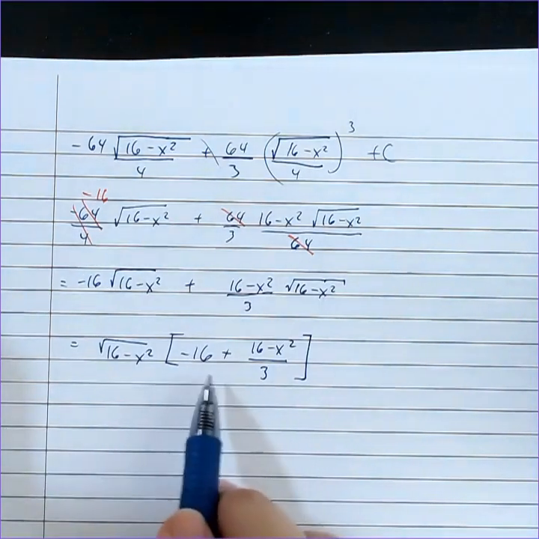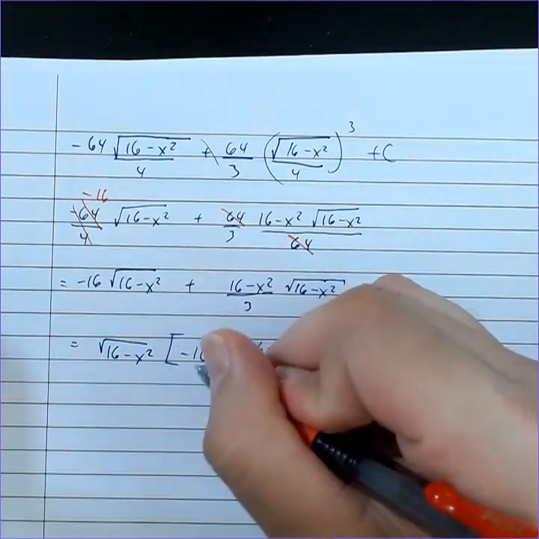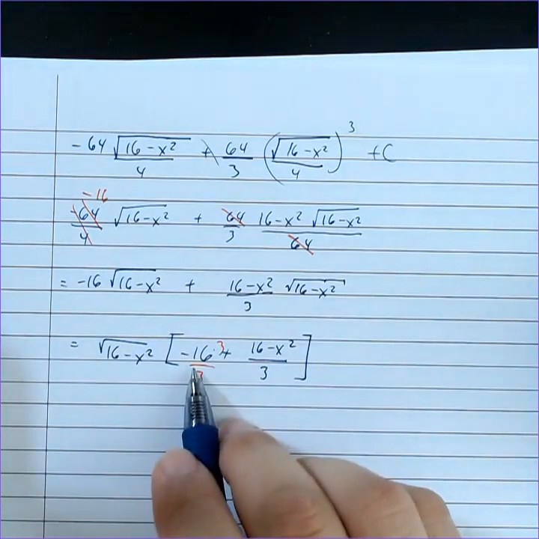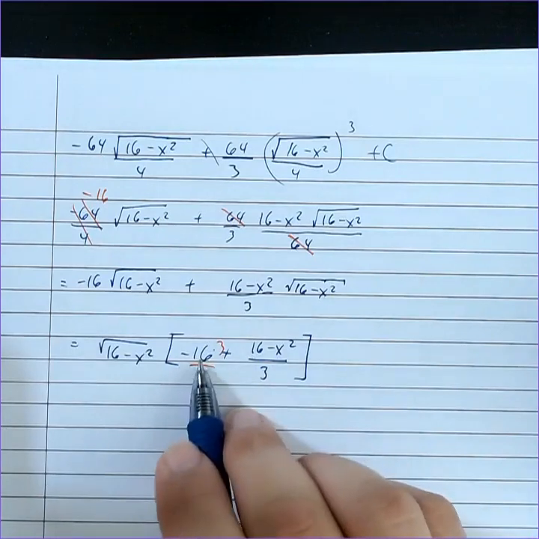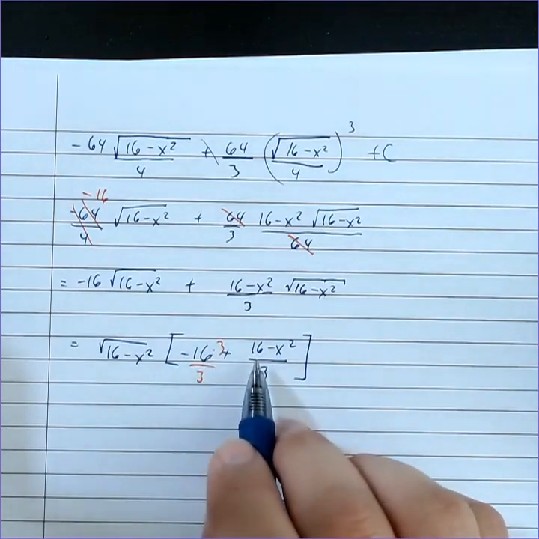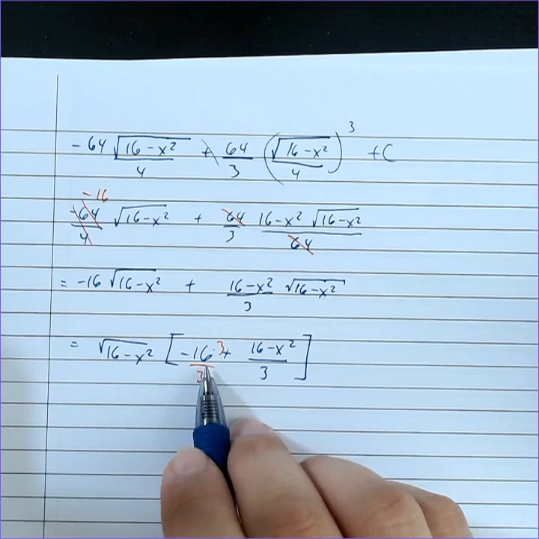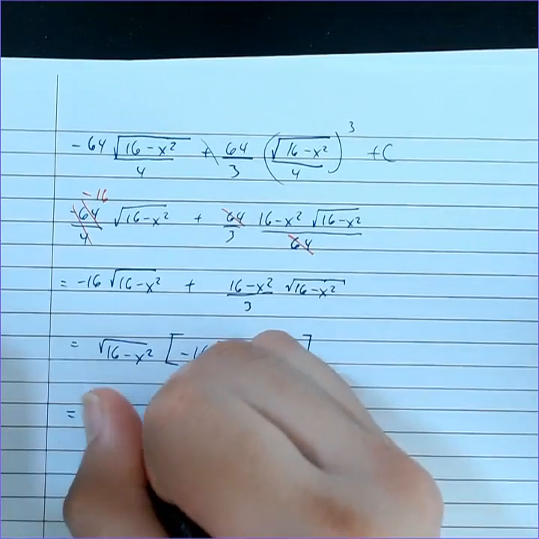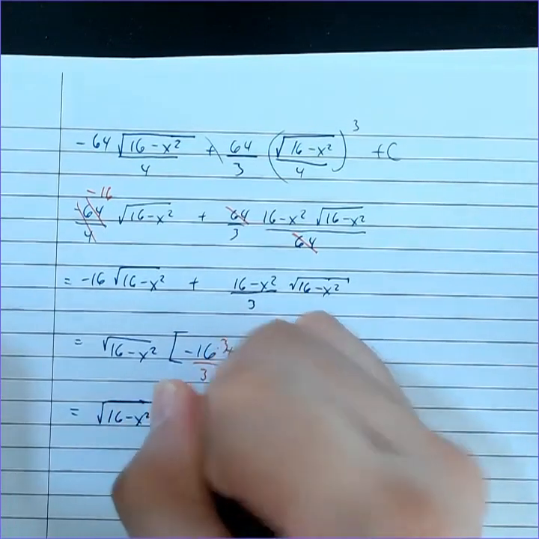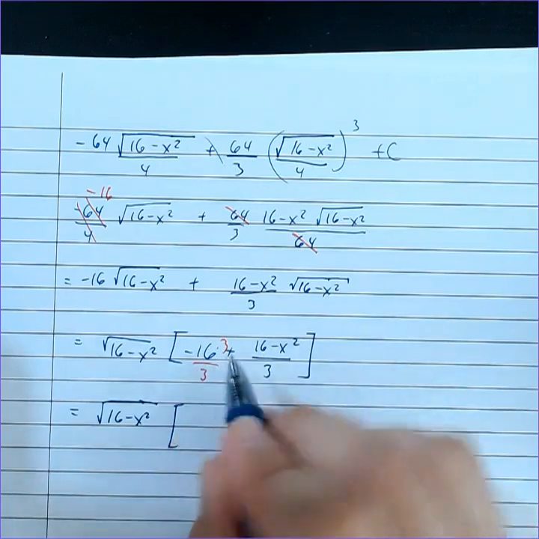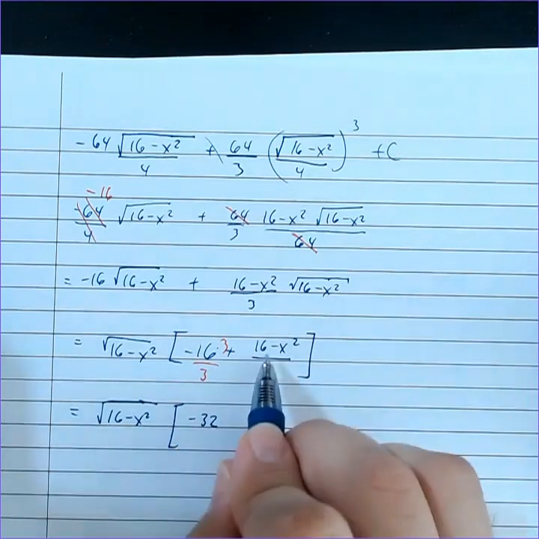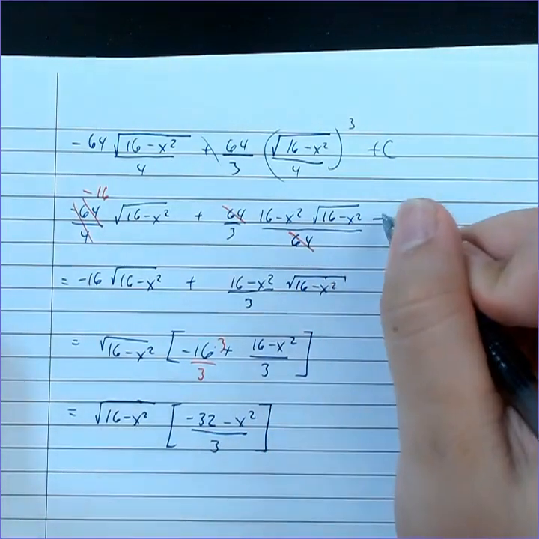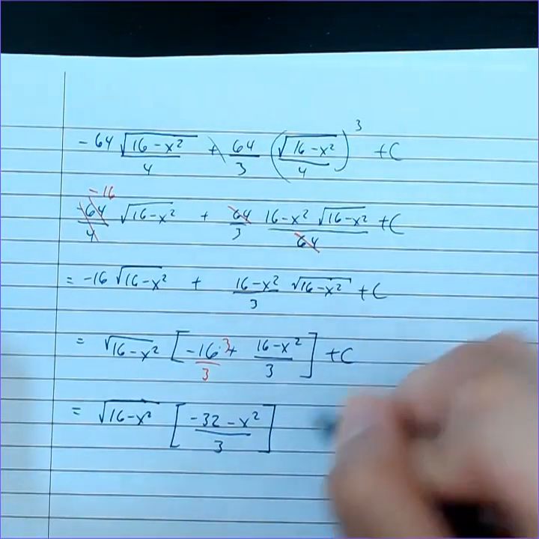And then here we can give these a common denominator. So that's over 3, and that's 3 there. So that will be positive 16 minus 48. That'll give us negative 32. Right, okay. So that'll give us square root of 16 minus x squared. And that'll give us negative 32 minus x squared over 3 plus a constant of integration.